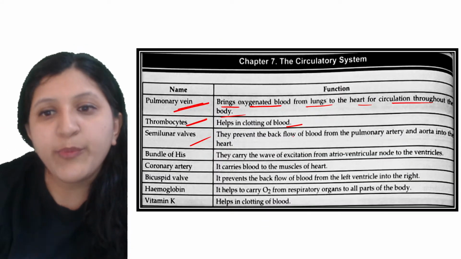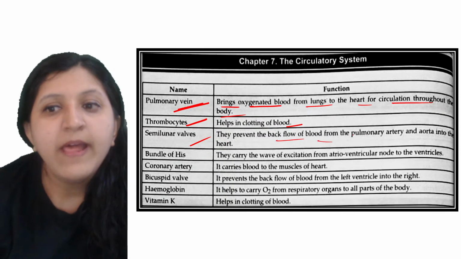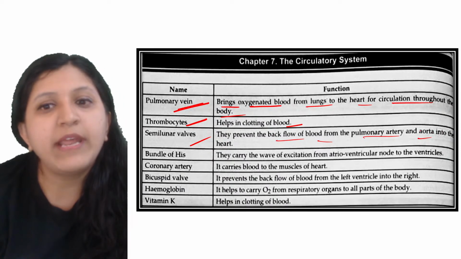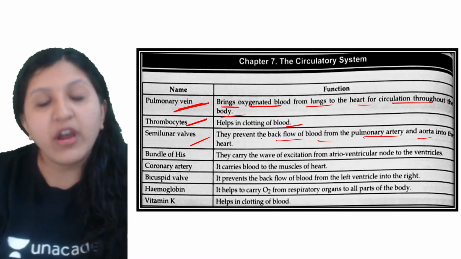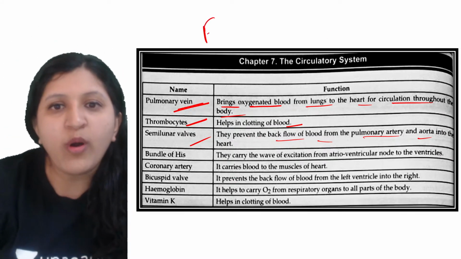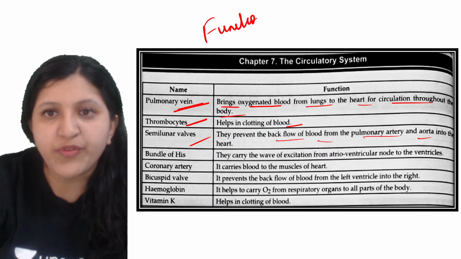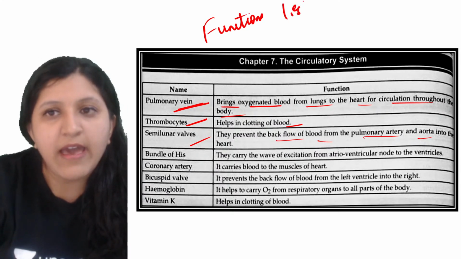Okay, so they prevent the backflow of the blood, that is from the pulmonary artery and the aorta into the heart. So this is the function that they are asking. So all these are the functions. Okay, so the functions list I have added in here.